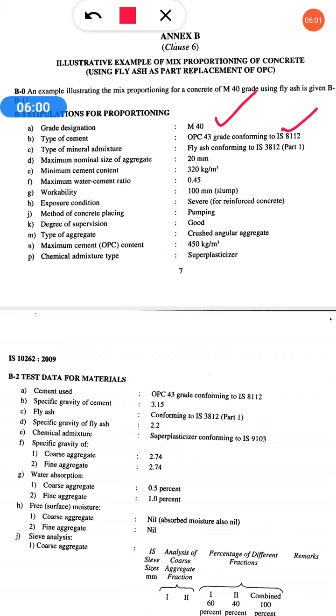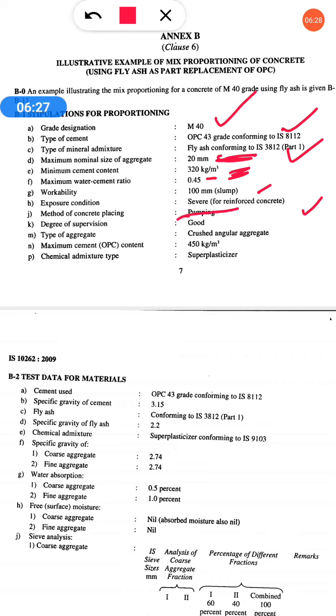Okay, so type of mineral admixture, what kind of admixture they are using? Fly ash. Okay, maximum nominal size of aggregate 20 mm. Minimum cement content 320 kg per meter cube. Maximum water cement ratio 0.45. Workability 100 mm slump. Exposure condition severe. For reinforced concrete, method of concrete placing, pumping.